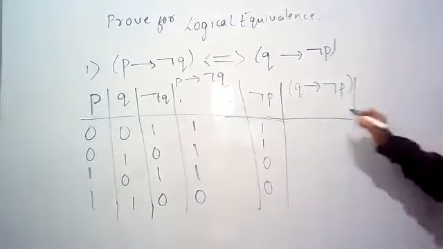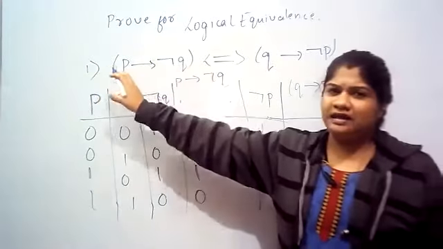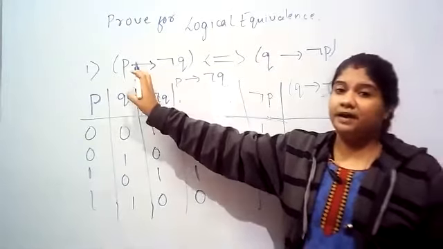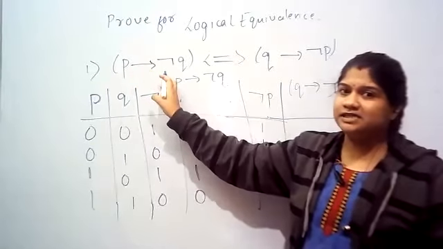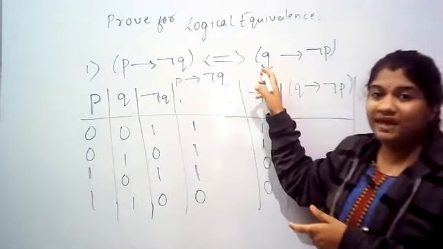For example, if you consider two propositions P, Q, no doubt here they have given negation, don't worry. But it is like P, this is like Q. Here, this is Q, this is P. Don't imagine this to be P and Q.